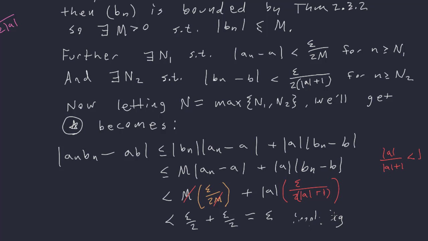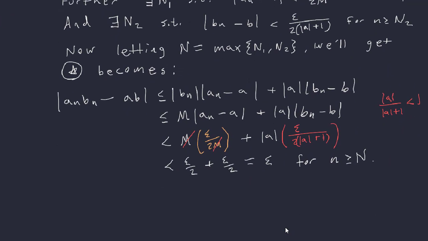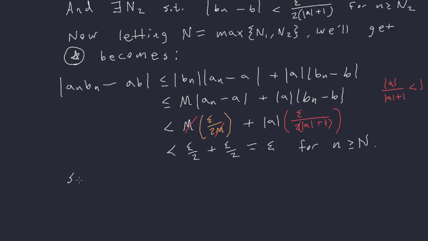and I should really say, sorry, this is for little n greater than or equal to our capital N. We do need to specify that. So a_n b_n converges to a times b, and there we go.